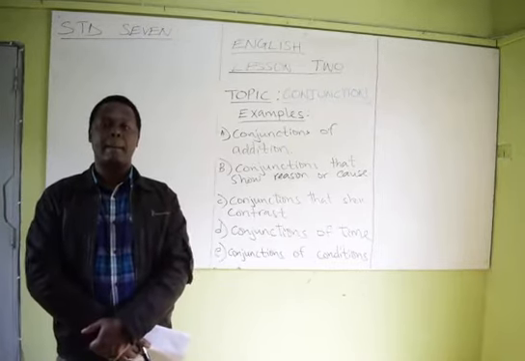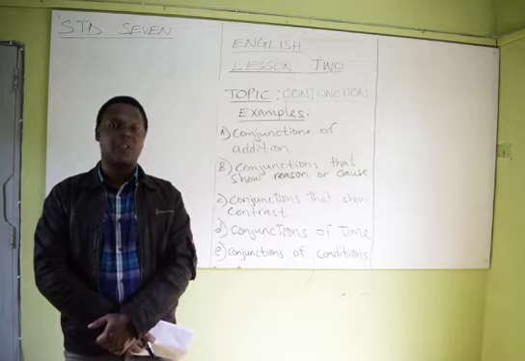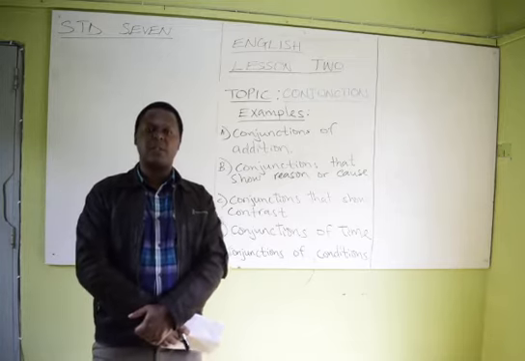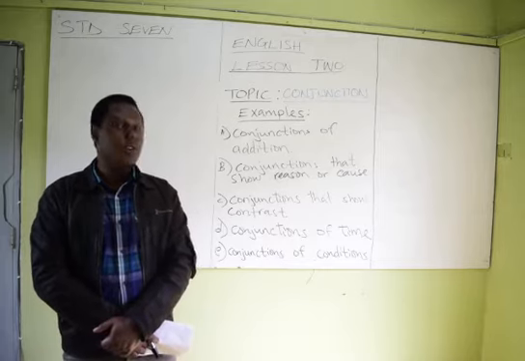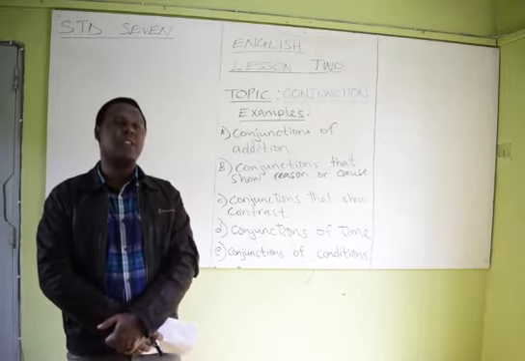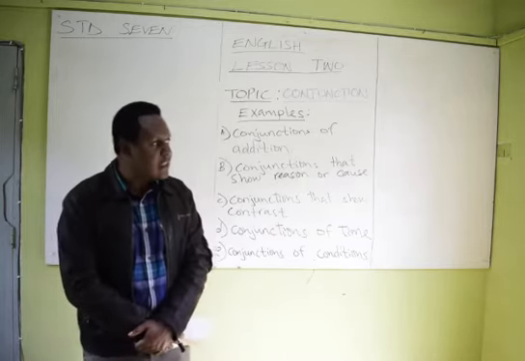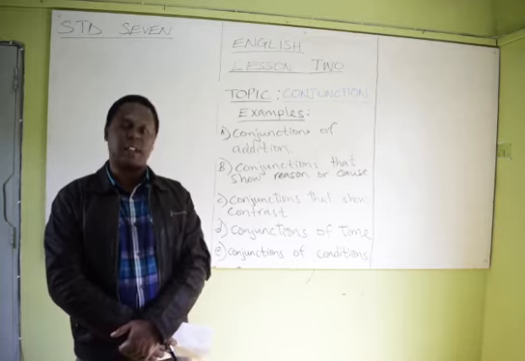Once again, this is English Standard 7. Our lesson is the second lesson. It's all about conjunctions. A conjunction is a joining word. It basically joins one phrase to another in a sentence. It also joins a group of words to another group of words.